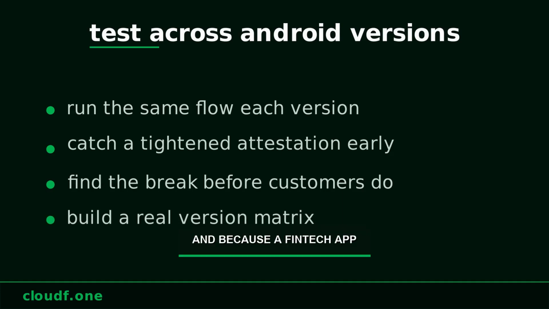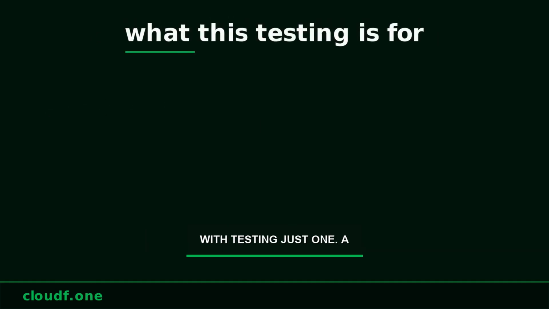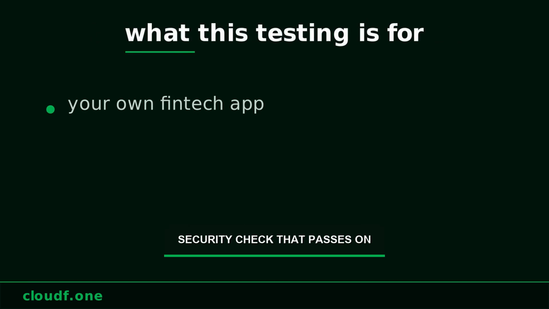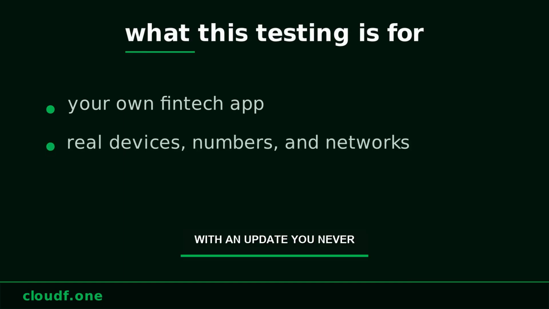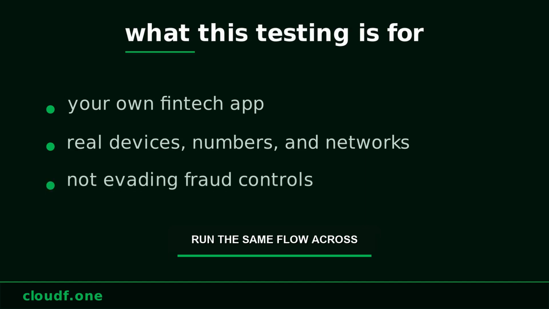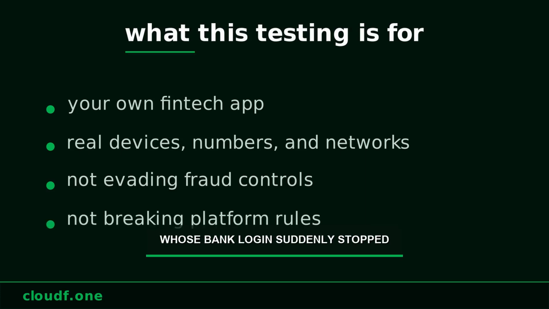And because a fintech app behaves differently across Android versions, you rarely get away with testing just one. A security check that passes on last year's build can fail on this year's, and an attestation verdict can tighten with an update you never asked for. A small fleet of real handsets on a few known versions lets you run the same flow across all of them and see which one breaks, instead of shipping and learning about it from a customer whose bank login suddenly stopped working. That is a matrix you can only build out of real devices.